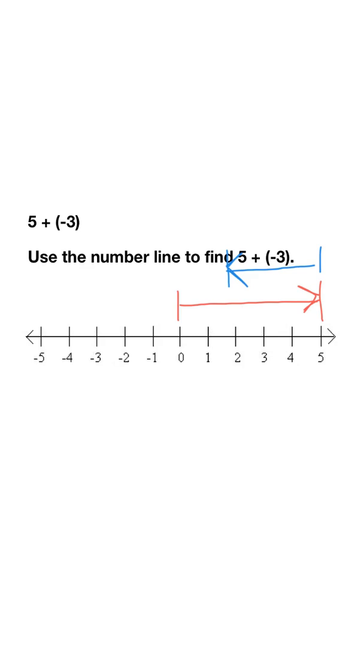One thing I want you to take notice of on your number lines is that your arrows are not going to a number. They represent a distance. The arrow in red represents a length of 5 going in the positive direction. The blue arrow represents a length of 3 going in the negative direction.